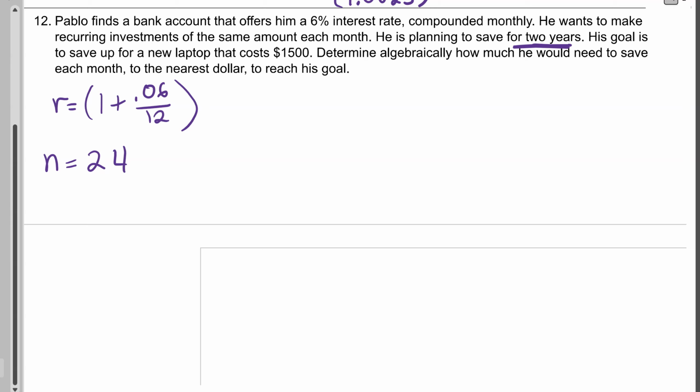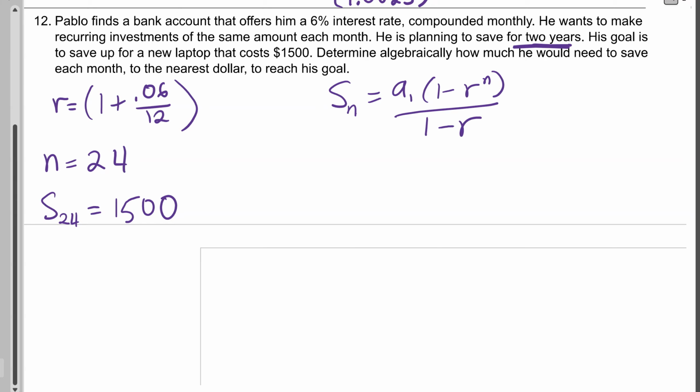Determine algebraically how much he would need to save each month to the nearest dollar to reach his goal. So I know what the sum of the first 24 terms of this series should be. I want it to be 1,500. If I think about my geometric series formula, right, for the sum of a finite geometric series, I know the common ratio, I know the number of terms, I actually know what the final sum should be. I just don't know what that first contribution should be so that he earns $1,500 over the course of this 24-month period. So if I have all those pieces and I'm just missing one, I can make some appropriate substitutions, right?